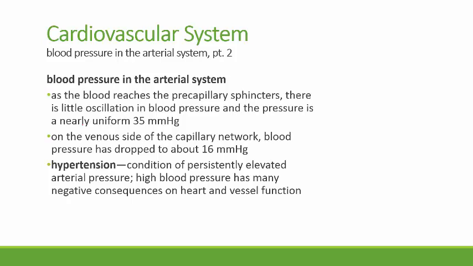And so when we talk about the term hypertension, that is a condition of persistently elevated arterial pressure. So we're looking for repeated measures that show high blood pressure before that diagnosis of hypertension is made. And high blood pressure has many negative consequences on the heart, on vessel function, and on a lot of the organs out there in the peripheral tissues. So maintaining appropriate blood pressure is a pretty important thing.